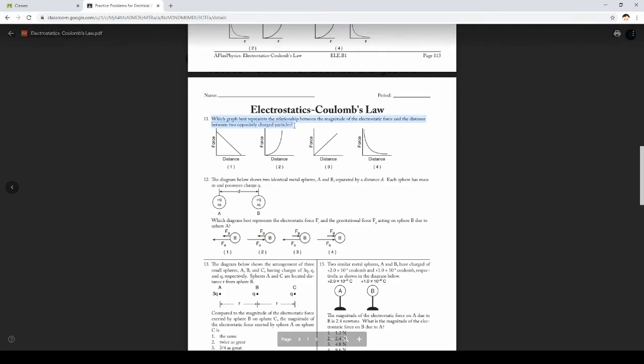Number 11, which graph best represents the relationship between the magnitude of the electrostatic force and the distance between two oppositely charged particles? We've covered this twice already. It is number 4, inverse square relationship.